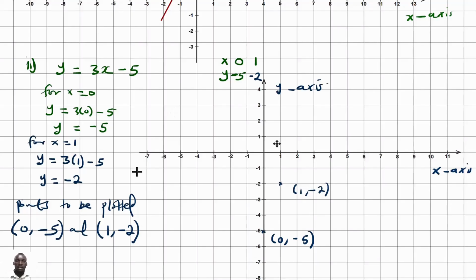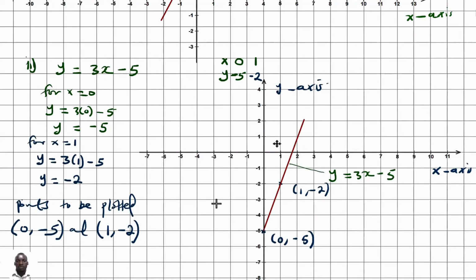Then let me draw a straight line passing through those two points. Let me make it red in color. So this is our line, and you can now label it as the line whose equation is y equals 3x minus 5.